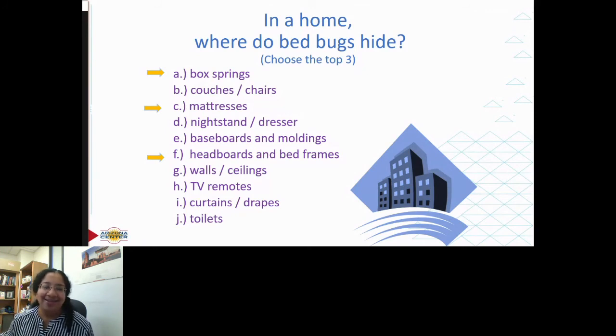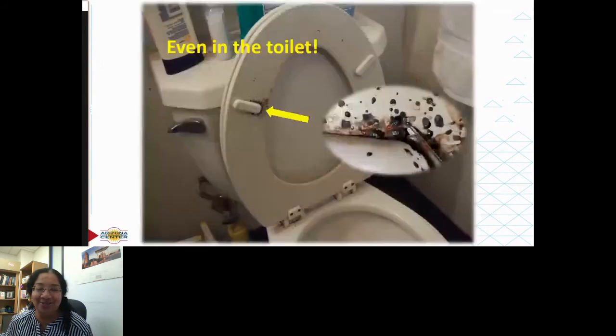Toilets. Did anyone think toilets? Well, here's proof that bed bugs can be in a toilet too. This is especially true when there are people who spend a lot of time on the toilet. They could be disabled in some way, elderly. They cannot move quickly, so they spend more than usual time on the toilet. And bed bugs can hang out there as well because they have an assured food source.